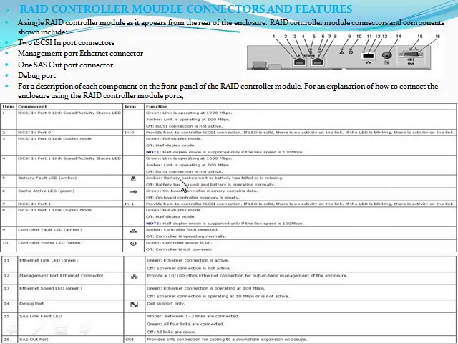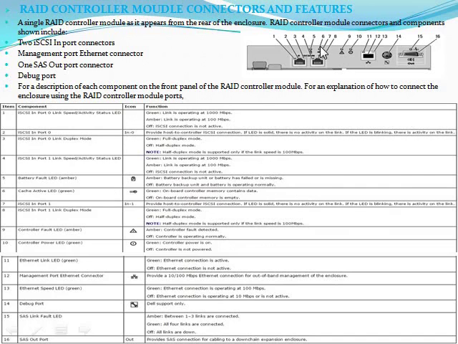5 is battery fault LED. Each RAID controller consists of a 3-cell lithium-ion battery backup unit that powers the controller cache memory and preserves the cache content in the event of a power outage for up to 72 hours. If the battery is faulty, then we get the amber indication in the LED. If the LED is in off state, it means the battery backup unit is operating normally.